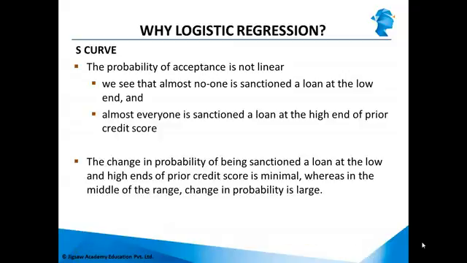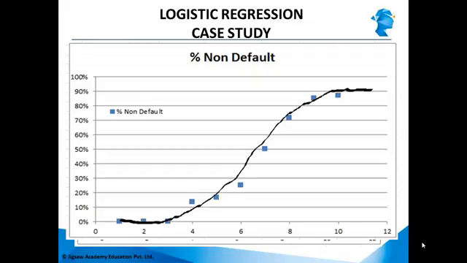The change in probability of being sanctioned a loan, or the change in probability of non-default behavior at the low end and the high end of the credit score is minimal. In other words, the likelihood of changing non-default behavior is very low at the low end and very low at the high end. But in the middle, there is a big change in probability between the defaulting versus non-defaulting. So the likelihood of non-default behavior increases dramatically in the middle of the data. So this is what an S curve really is capturing.